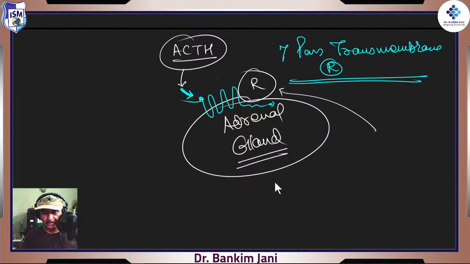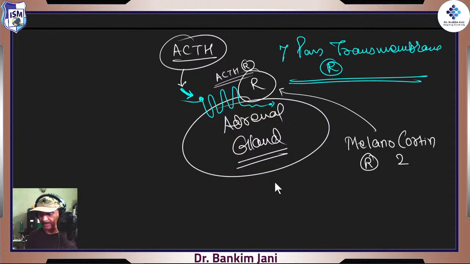Till this point, we were calling it the ACTH receptor, right? That is okay to remember. We say that it is a 7-pass transmembrane type of receptor. Fine, that is the type of receptor. But the name of this receptor is melanocortin, but receptor type 2. So that means there must be a melanocortin type 1. Yes, it is there, right? We are about to talk about it also.